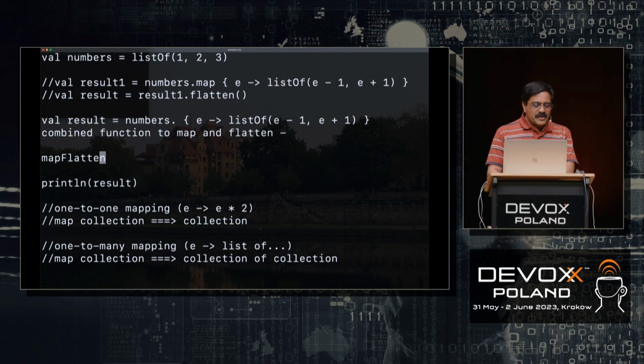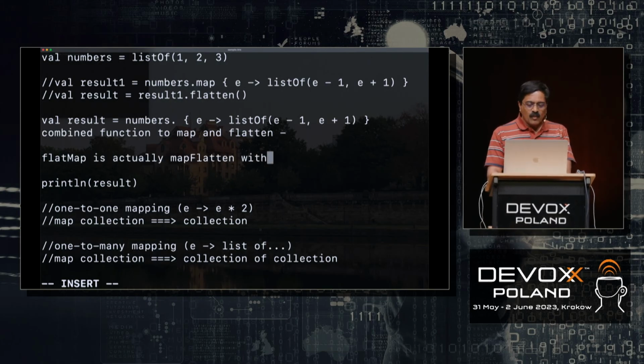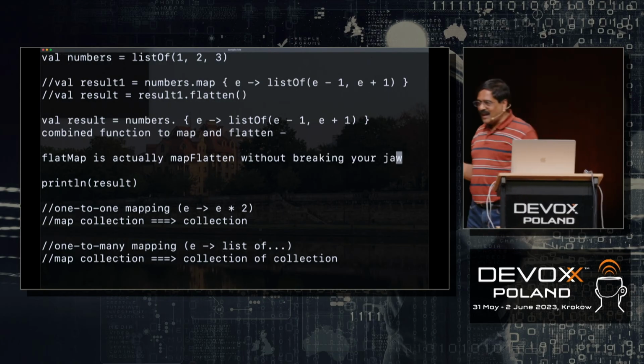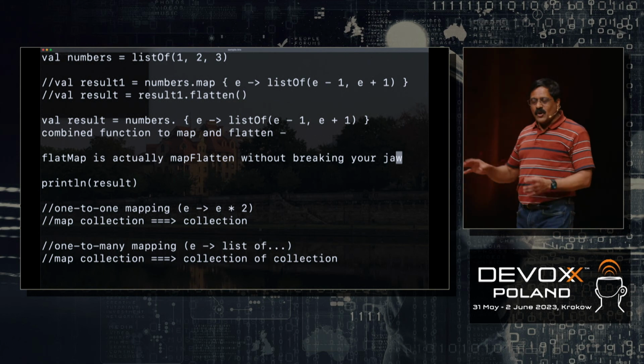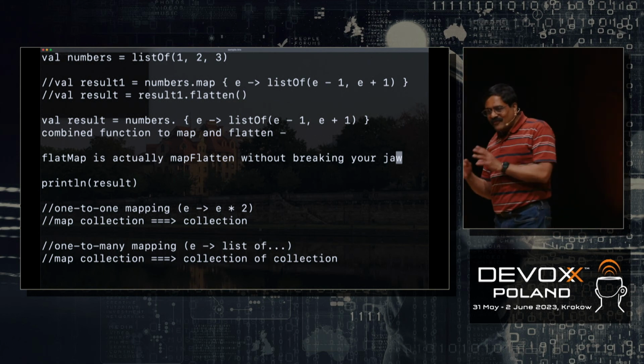So now you know the rest of the story. There is nothing called the flat map. It is actually map flatten without breaking your jaw. So that is basically the whole idea of it. You map it, and then you flatten it.